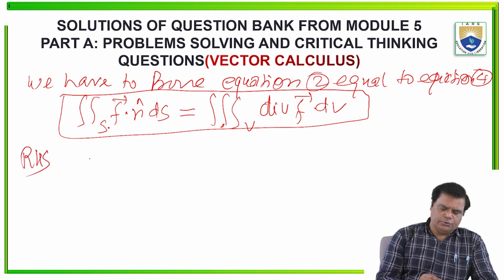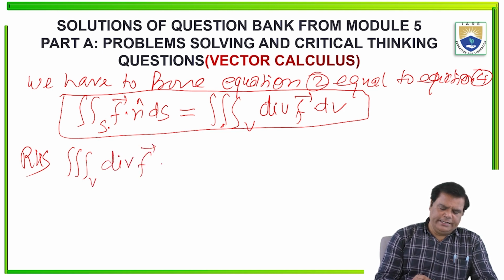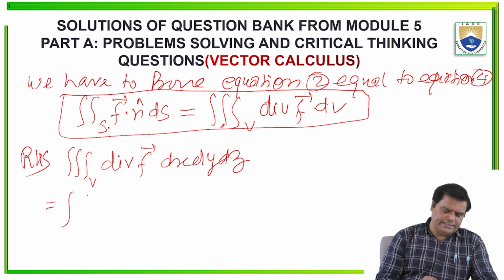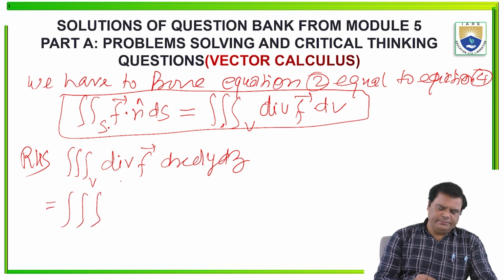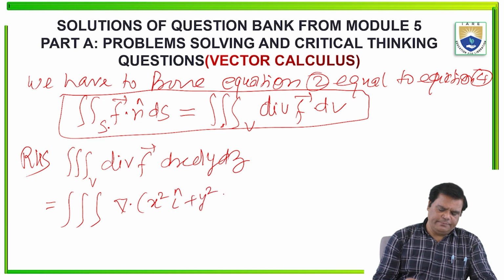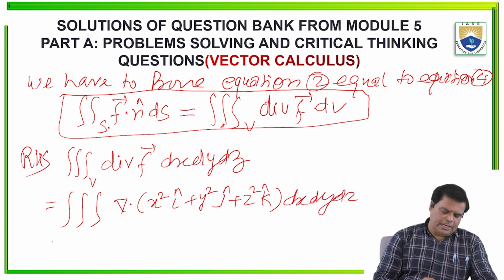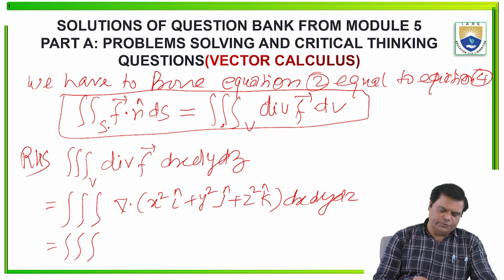RHS. So now triple integration. Here V divergence F, and here dV. dV means dx and dy and dz. Okay. So now this is equal to triple integration of divergence F, here del dot F. F is x square i plus y square j plus z square k, and dx dy dz.